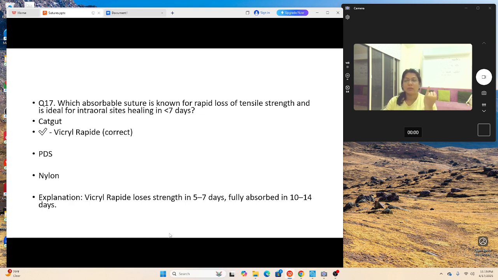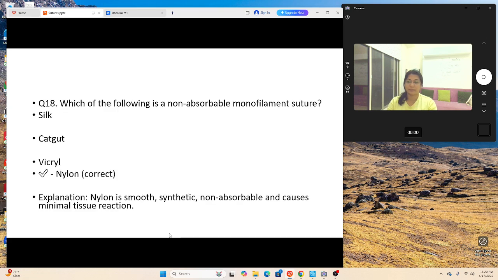Nylon is non-absorbable. PDS we just spoke about, 6 to 8 weeks it will take, and the question clearly mentions that they want an answer which dissolves in less than 7 days, so PDS is out of question. Catgut also takes a little more time. Vicryl Rapide is the correct answer.